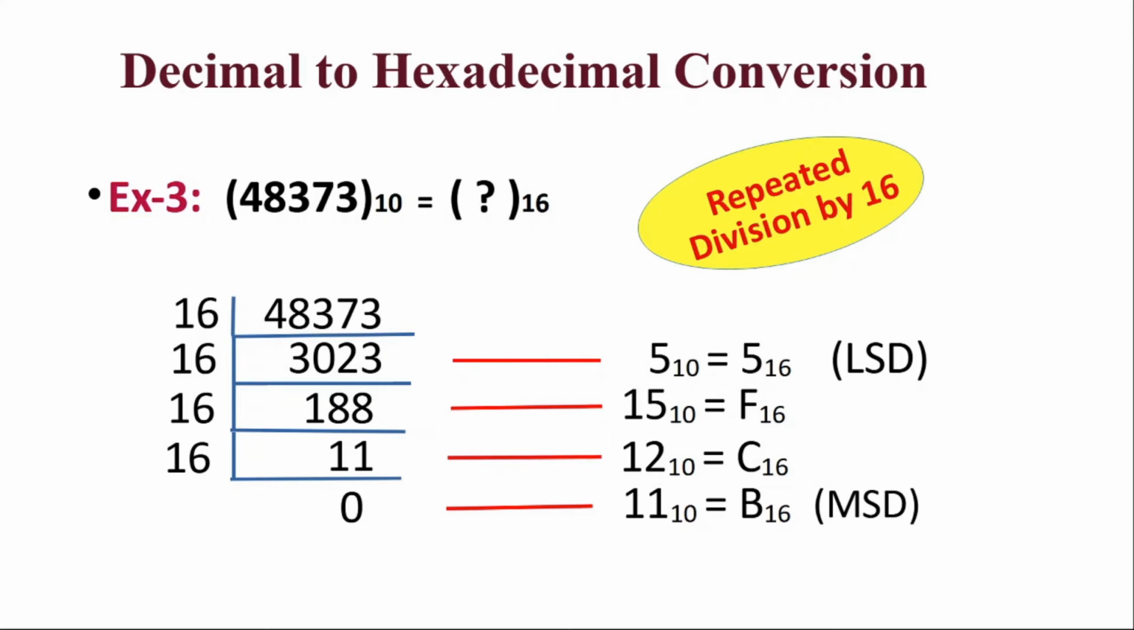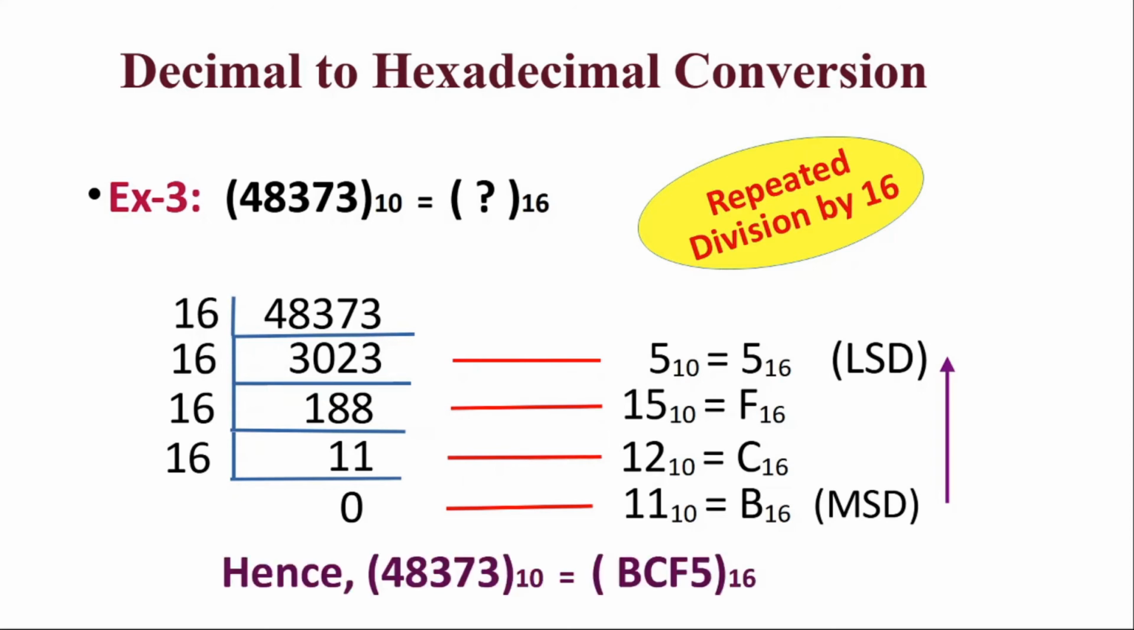Now we have to read off. So BCF5 is the hexadecimal equivalent of decimal number 48373.